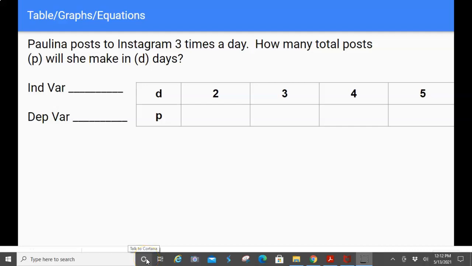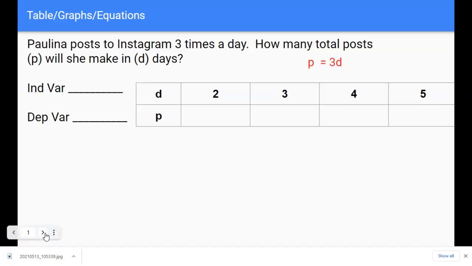So to help you review for your test, I wanted to go through one more example with tables, graphs, and equations. Paulina posts to Instagram 3 times a day. How many total posts, P, will she make in D days? So most everybody can write the equation pretty well for that. And the equation would be P equals 3D. The posts equal 3 times the days.